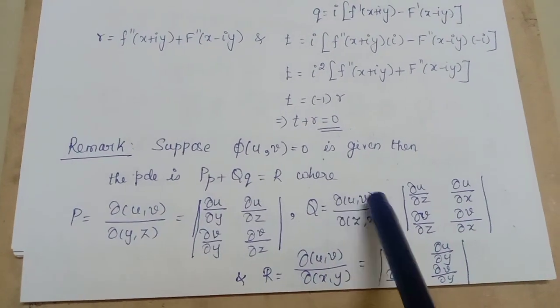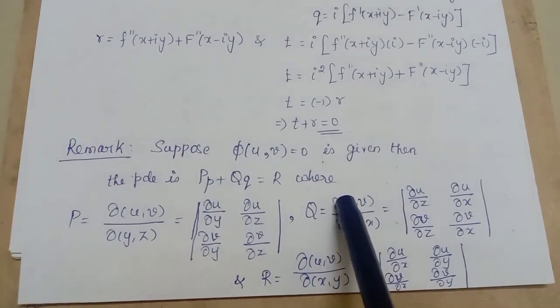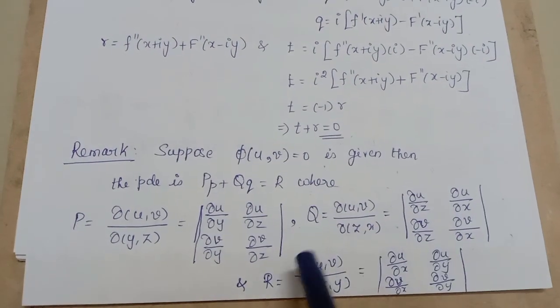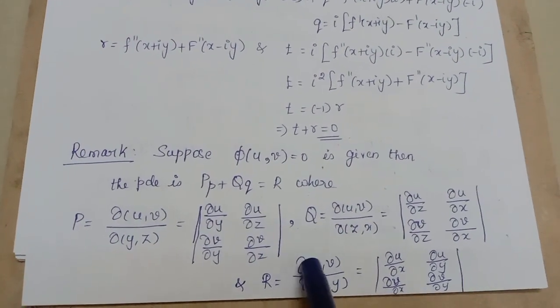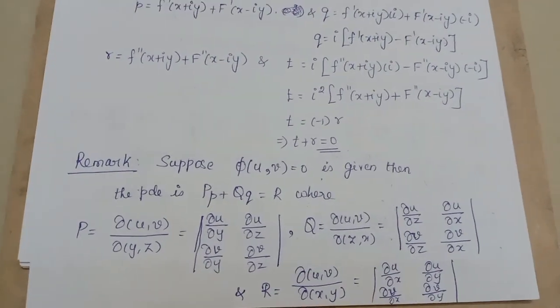And Q is Jacobian of uv with respect to zx. So first row will be what? Dou u by dou z, dou u by dou x. Second row will be dou v by dou z, dou v by dou x. And capital R is Jacobian of uv with respect to xy. So first row will be dou u by dou x, dou u by dou y, and second row will be dou v by dou x, dou v by dou y.